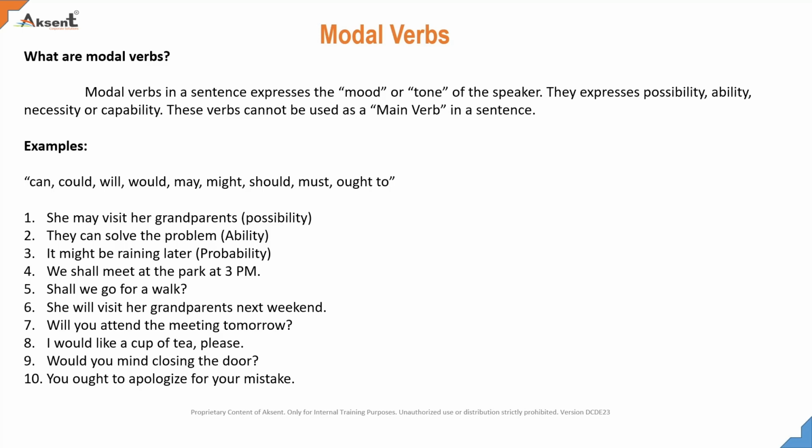Examples: can, could, will, would, may, might, should, must and ought to. And here we have a list of examples. She may visit her grandparents. It talks about the possibility. May, it may happen or may not happen. But to convey that possibility, the modal verb may is used here.